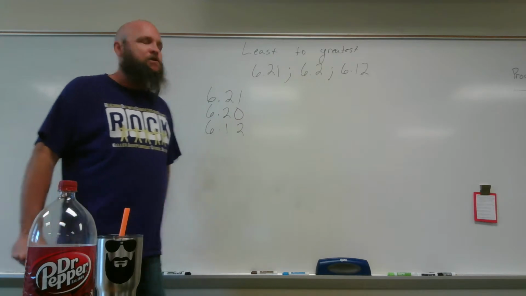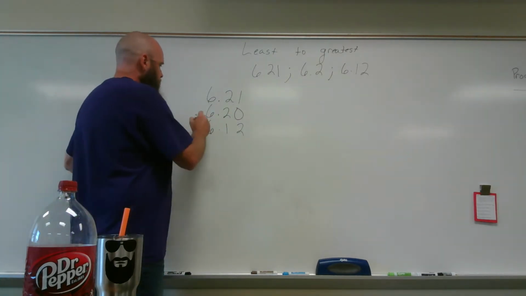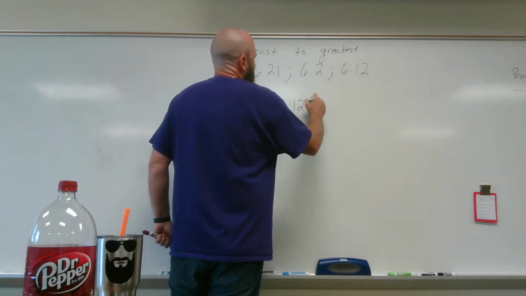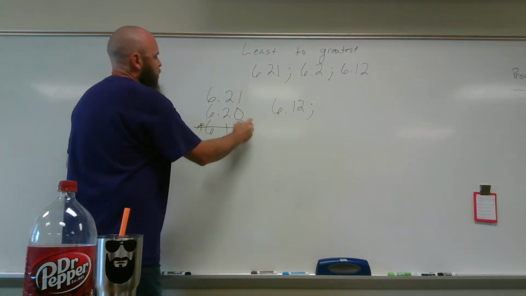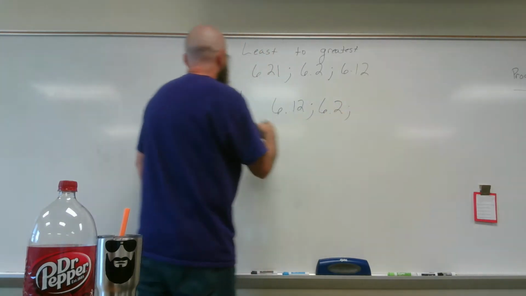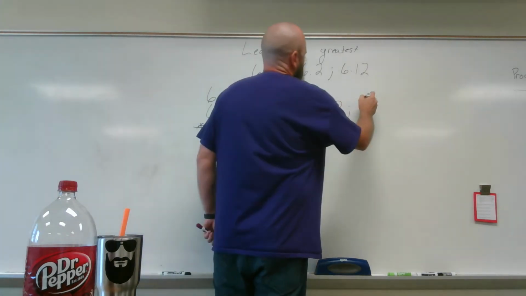We're going least to greatest. This would be the smallest one, 6 and 12 hundredths. Followed by 6 and 2 tenths. Followed by 6 and 21 hundredths.